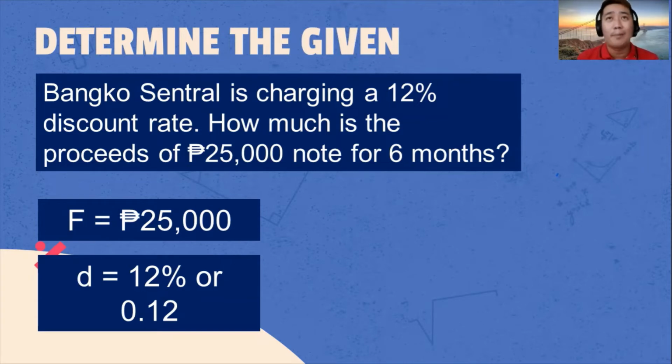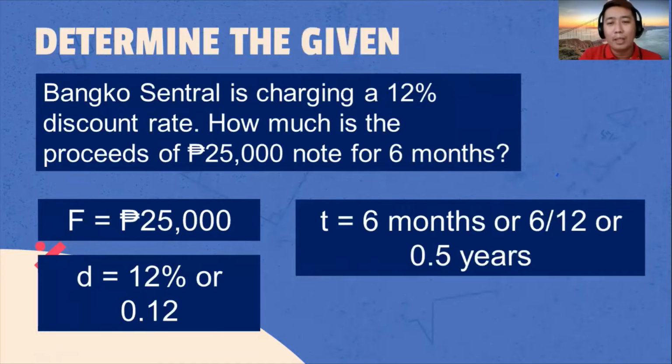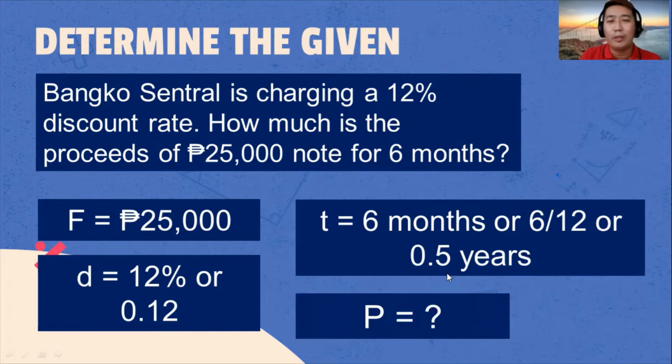Just like what we did on the previous examples, we just need to convert 12% to decimal. We can convert it by dividing 12 by 100, and that is 0.12. Then we have time, that is 6 months, or 6/12, because we have 12 months in 1 year. The equivalent of 6 months in decimal is 0.5. That is 6 divided by 12, that is 0.5 years. We are going to determine the value of proceeds.